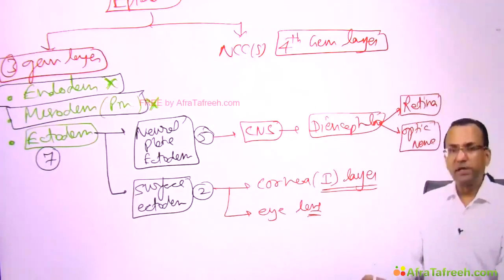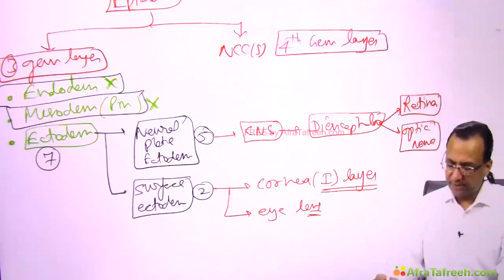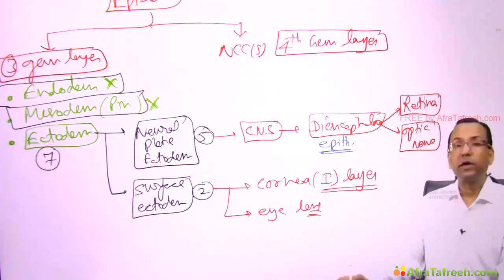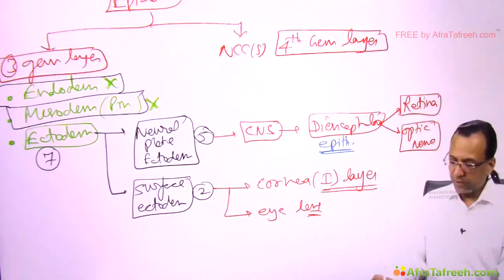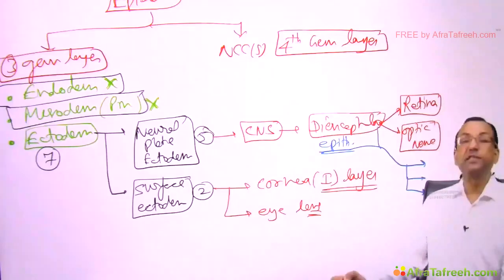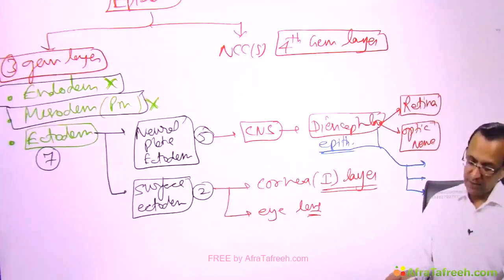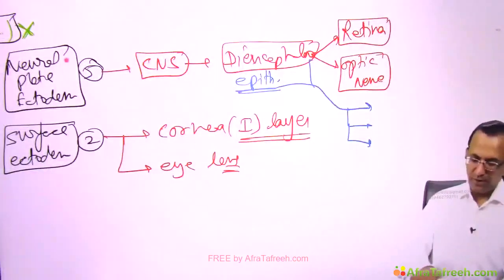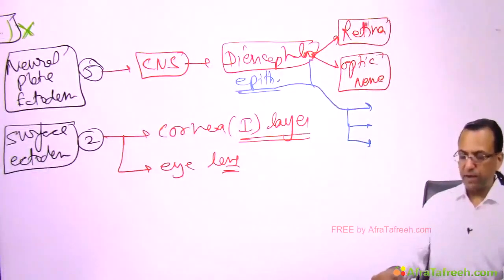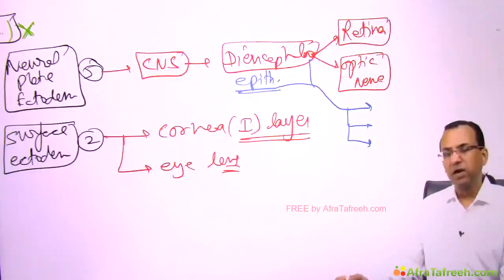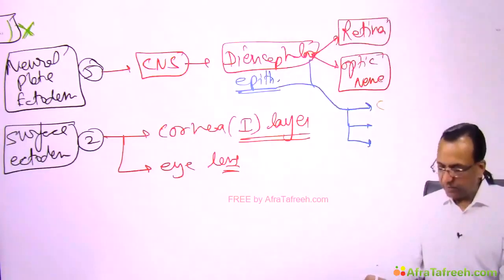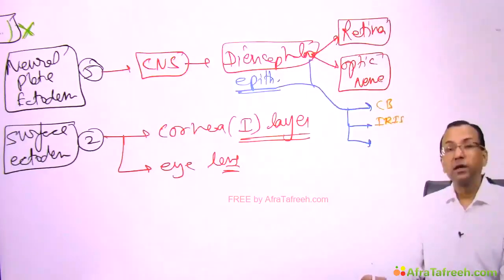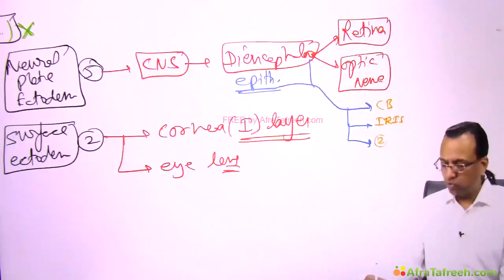Now remember, retina and the optic nerve are formed by the diencephalon, and the diencephalon was actually giving some epithelium. Yeah, okay. What about that epithelium? That epithelium is further encroaching upon 3 more things. So total 5 things. What are the 5 things given by neural plate ectoderm? See, neural plate ectoderm will give 5 things, and they are retina, optic nerve, and epithelium of the ciliary body, and epithelium of the iris, and that epithelium of the iris will give 2 muscles of iris.